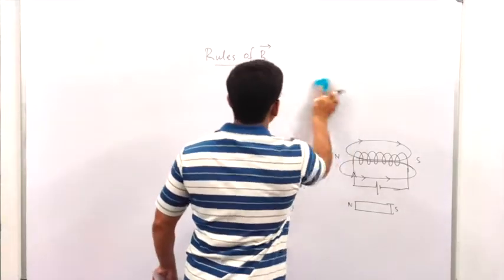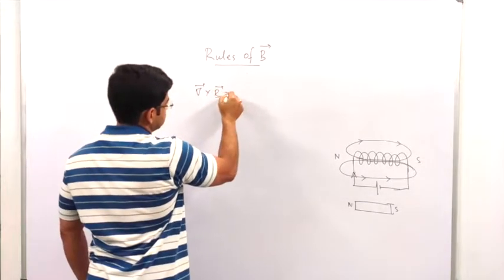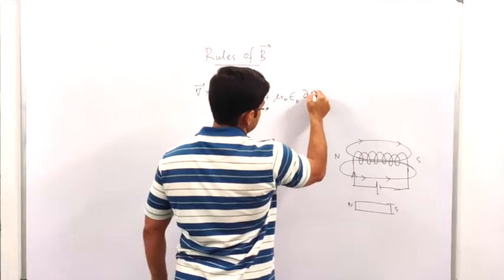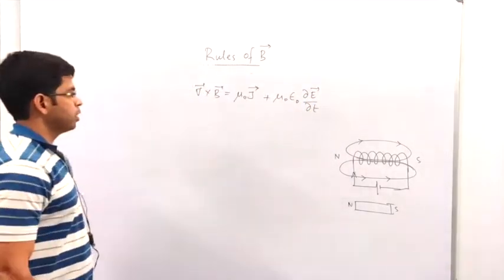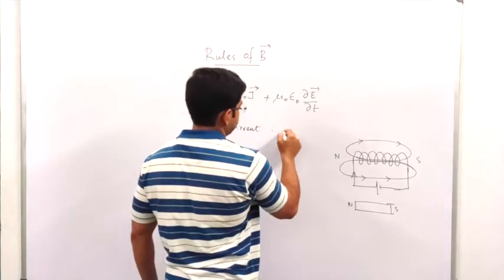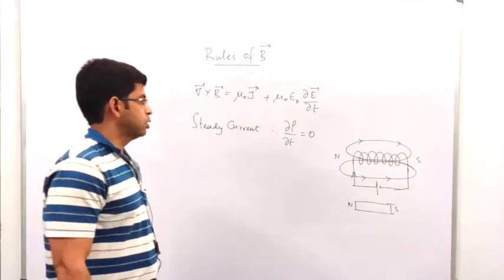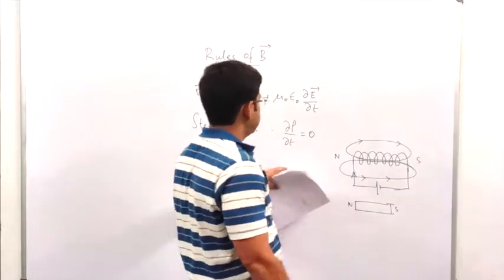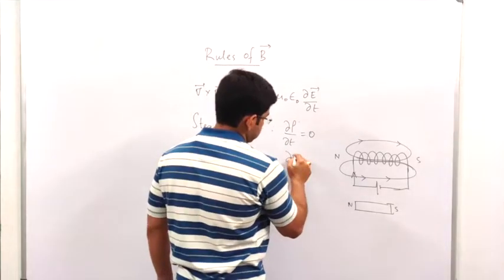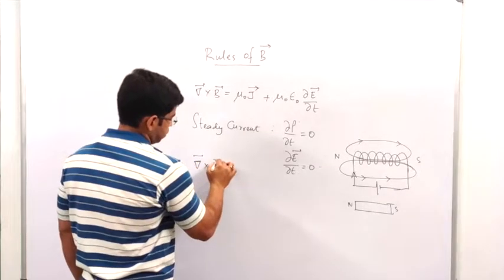Now again, from Maxwell's equation we have curl B equals mu 0 J plus mu 0 epsilon 0 del E del t, where E is the electric field. Now for a steady current we have del rho del t equals 0. That means the volume charge density does not change with time. So obviously the electric field produced by this volume charge density rho will also not change with time. That means del E del t will also be equal to 0. So for the case of steady current, we have this equation.